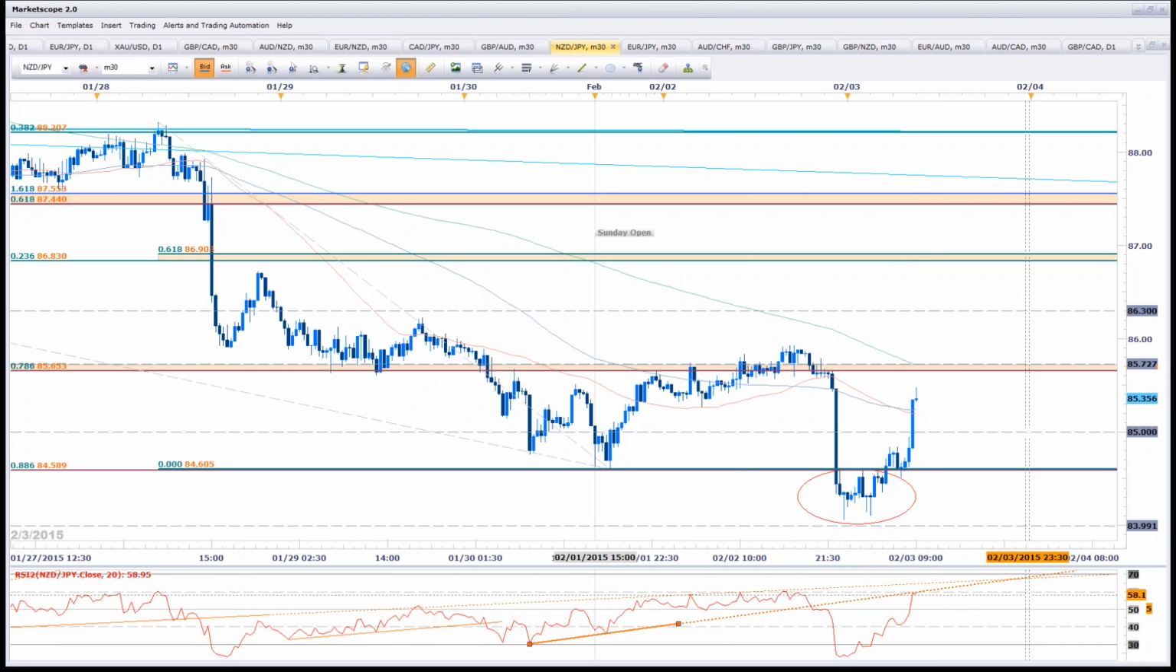Would you have taken that long on Kiwi Yen when RSI bounced off the 40 region? No, I can't say I would have. The long I would have taken on this one, Eileen, would have been this long.